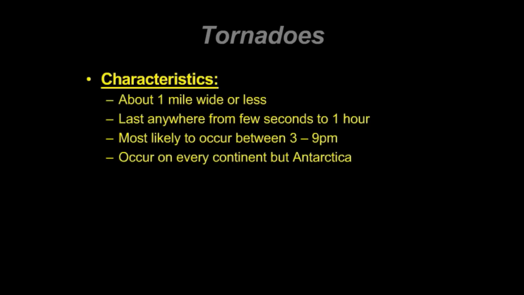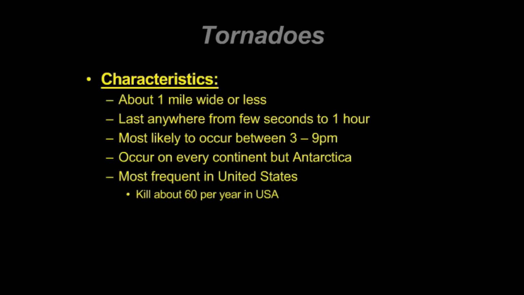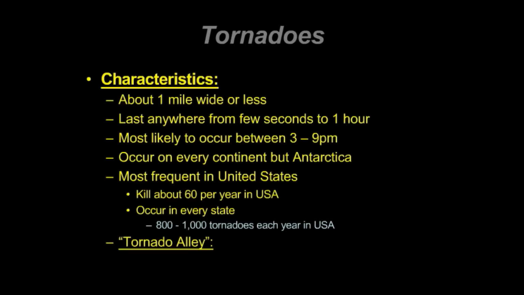Further, they occur on every single continent but Antarctica, and they actually are found everywhere in the United States as well, where they kill about 60 per year and the most frequent of all the countries in the world are here in the United States in terms of tornado numbers. Like I said, they occur in every state. And it's kind of interesting, we only have 60 people dying per year, considering we have about 800 to 1,000 tornadoes each year.